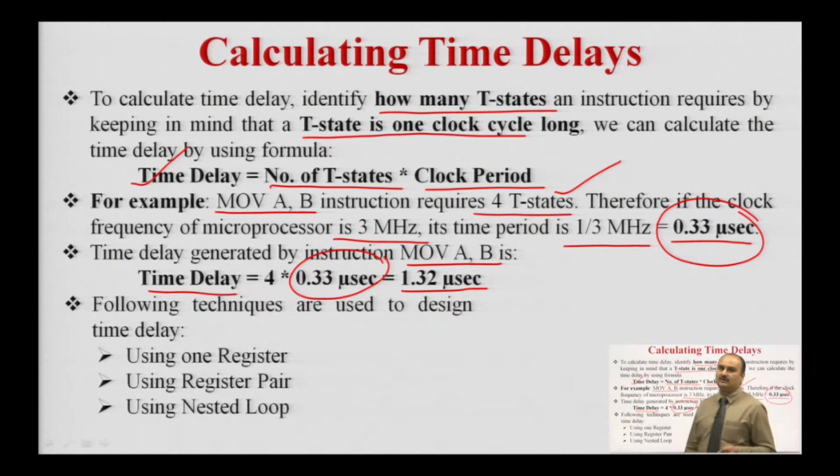So this is the technique through which we can calculate the time delay by multiplying the number of T states required by the instruction, that is MOV A, B, by the time period, that is nothing but 0.33 microsecond.